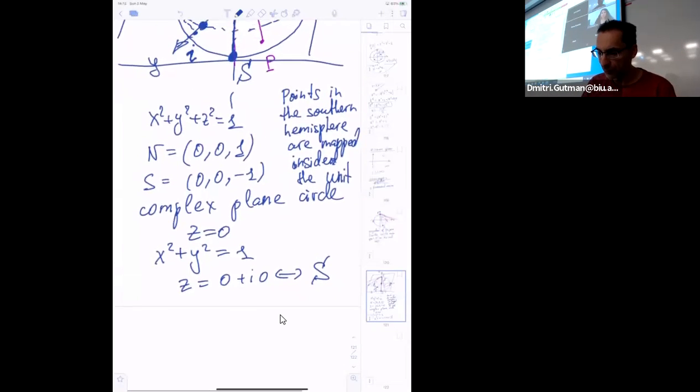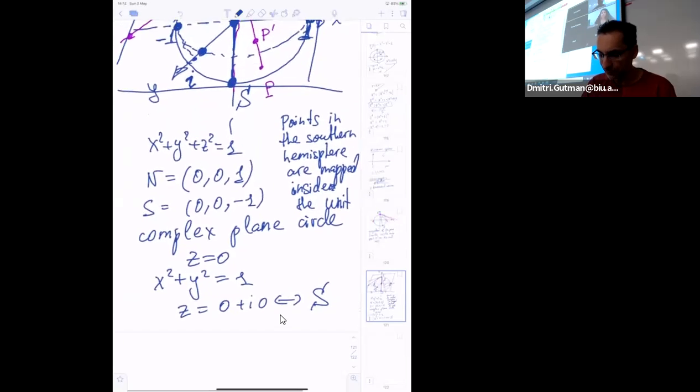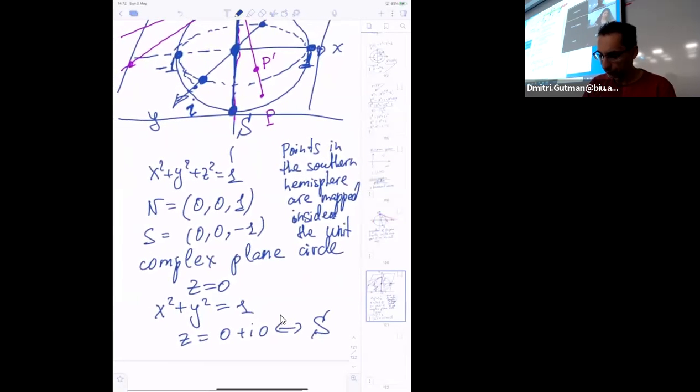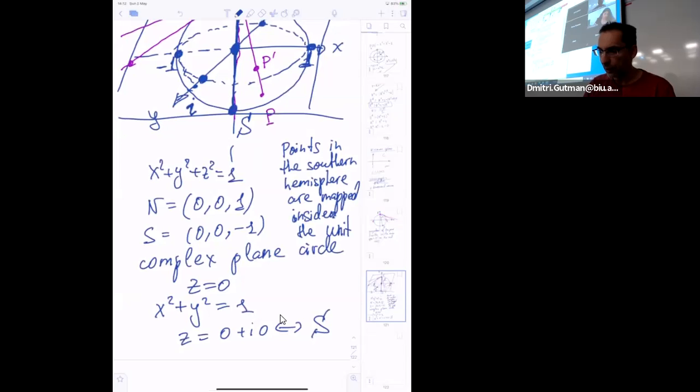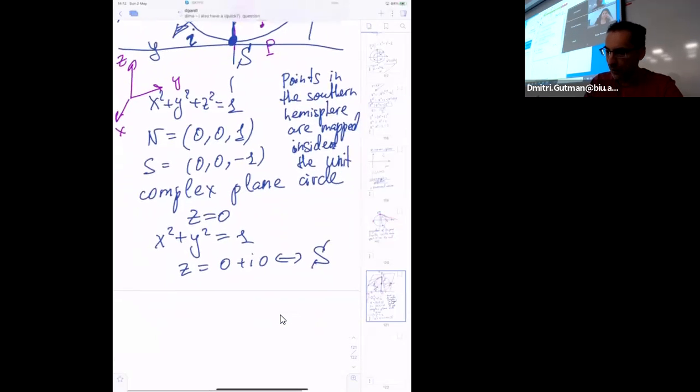Sorry, it's a confusion. I should be more careful. Thank you. So there are axes x, y, and z. These are three-dimensional axes, and I got confused between the axis z and the standard notation for the complex number z. Sorry.